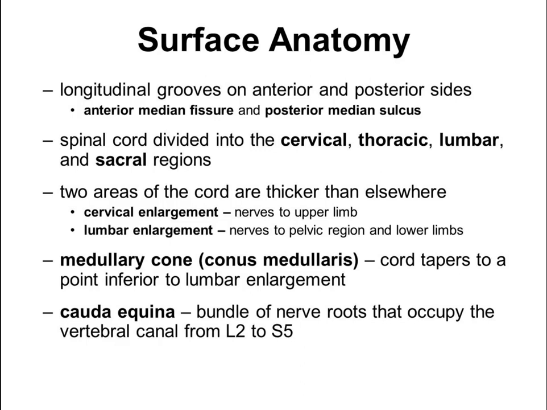There is something called the medullary cone, and this is where the cord tapers to a point inferior to the lumbar enlargement. And then there is the cauda equina, and if you know what that means, it means horsetail, basically, which is a bundle of nerve roots that occupy the vertebral canal from lumbar 2 to sacral 5.